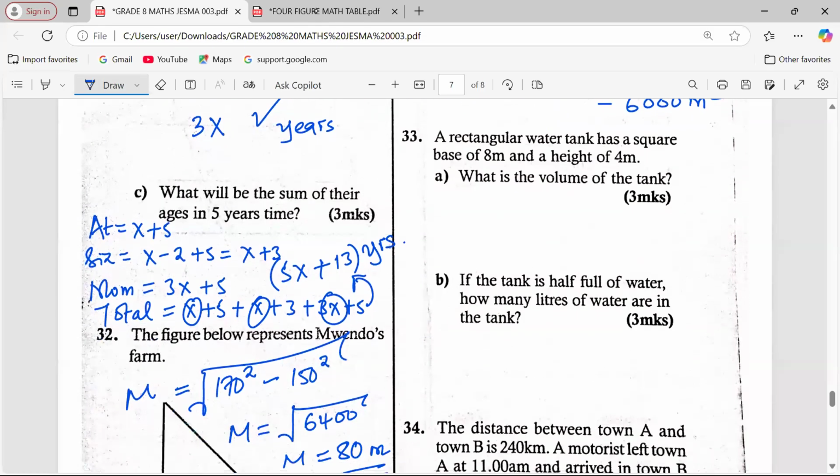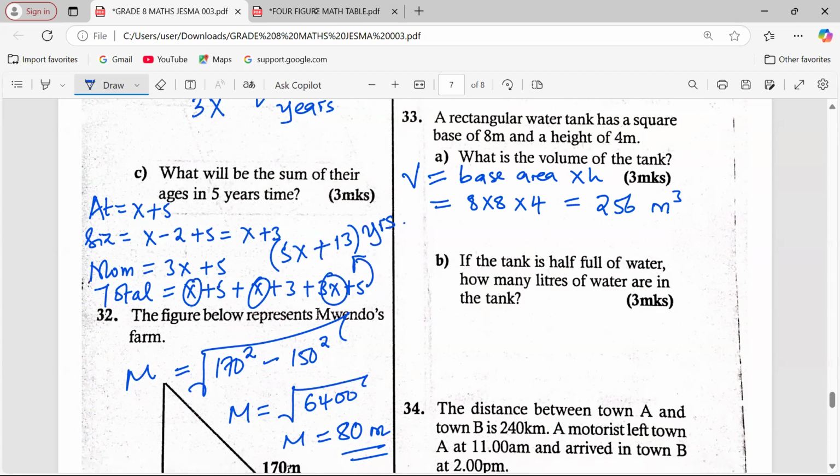Another question here on volume. A rectangular water tank has a square base of 8 meters and a height of 4 meters. What is the volume of the tank? Volume is usually given by base area times height. So a base area of 8 by 8, then a height of 4. 64 times 4 is going to be 256 cubic meters.